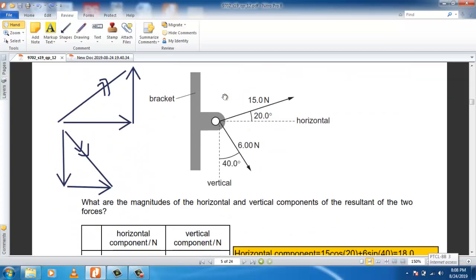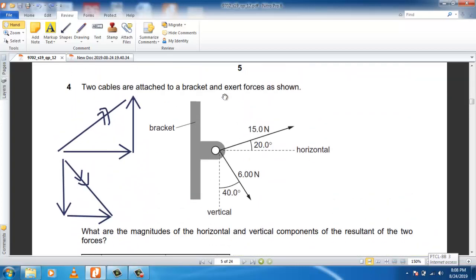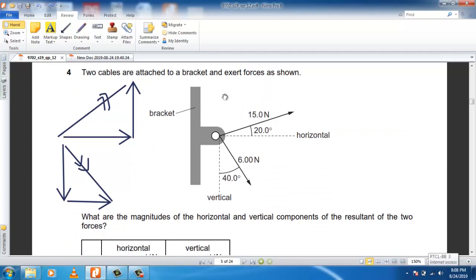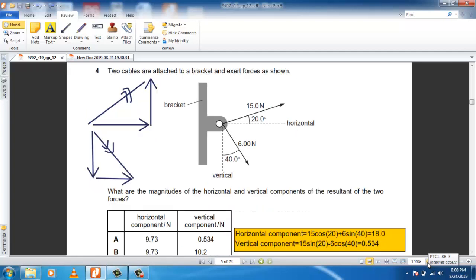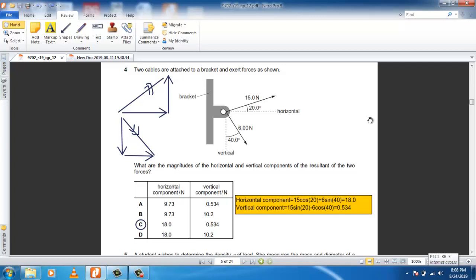For question number 4, it says that 2 cables are attached to a bracket and exert forces as shown. What are the magnitudes of the horizontal and vertical components of the 2 forces? What we can do over here is divide this 15 Newton force into a horizontal component and a vertical component, and the 6 Newton force into a horizontal component and a vertical component, just like I have shown over here. So just add them up.